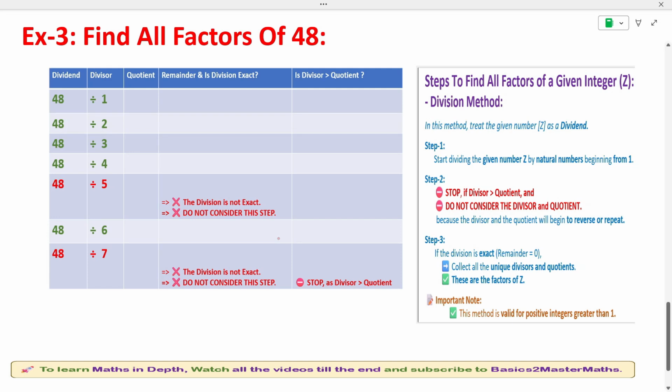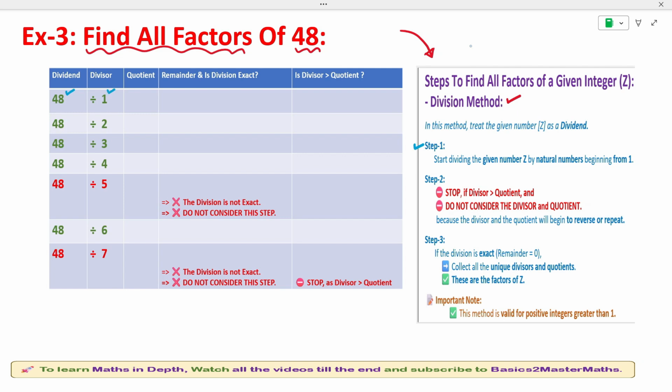Today, we will see how to find all factors of 48 by division method. Before solving the problem, please go through the below steps. Step 1. Start dividing 48 by the natural numbers beginning from 1.